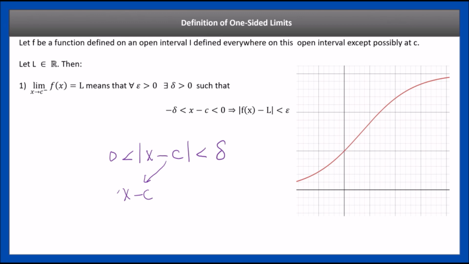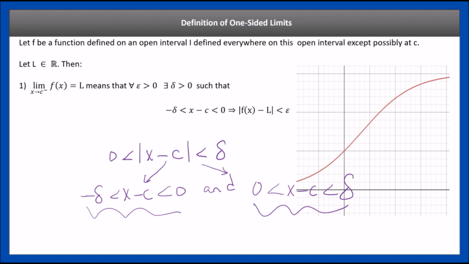x minus c is between negative delta and 0, and x minus c is between 0 and delta. That's what this is saying. That inequality is saying those two things. It's saying that x minus c can't be 0, but it can be between 0 and negative delta or 0 and delta, okay? And so when you do the one-sided limit, you're really just doing one of these two things.